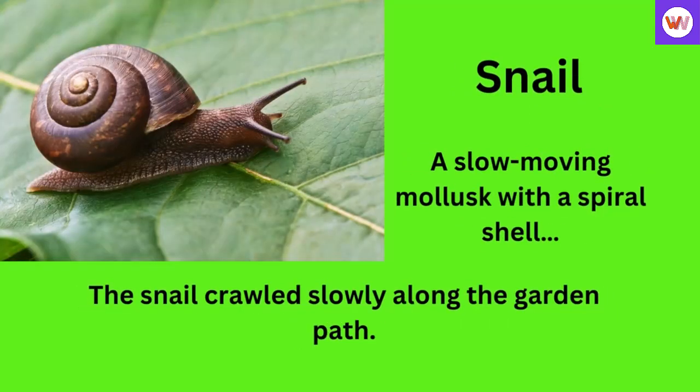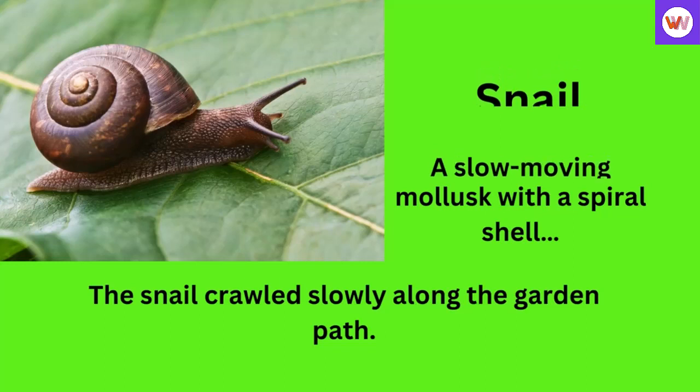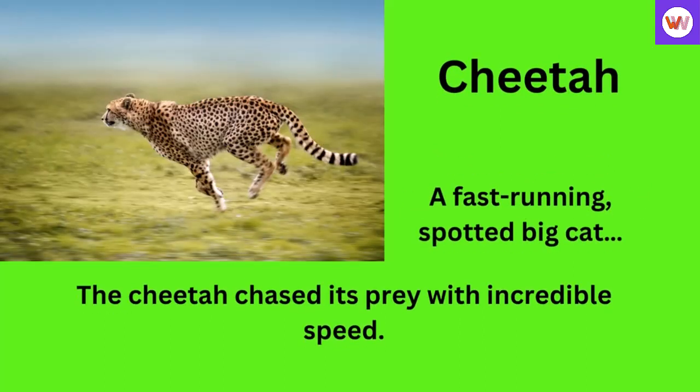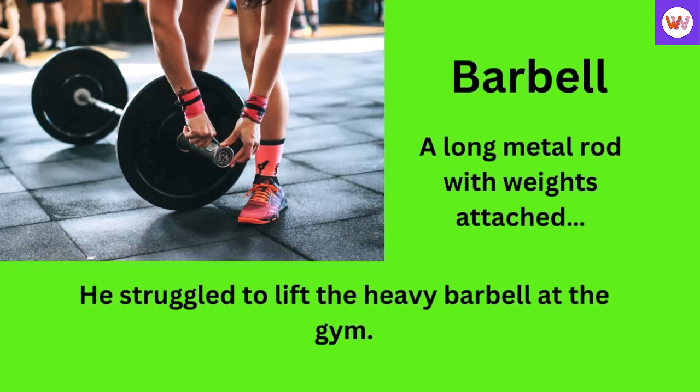Snail. A slow-moving mollusk with a spiral shell. The snail crawled slowly along the garden path. Cheetah. A fast-running, spotted big cat. The cheetah chased its prey with incredible speed. Barbell. A long metal rod with weights attached. He struggled to lift the heavy barbell at the gym.